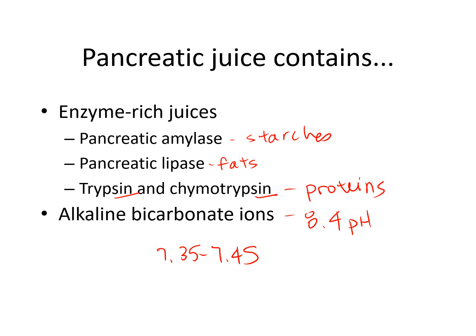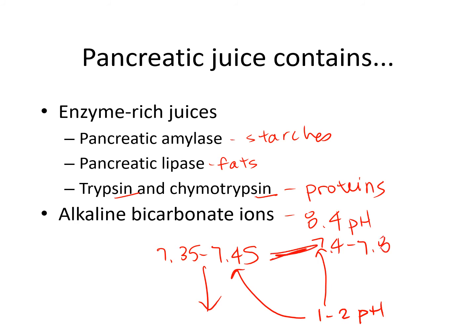Fluids coming in from the stomach have a pH of 1 to 2. That's too acidic to bring into the bloodstream, right? That would rock that pH down, causing acidosis. So what the bicarb ions do is they come from the pancreas into the small intestine, and they bring the pH of the fluids in the small intestine up to somewhere between 7.4 and 7.8. And that's more in line with what we expect to see with the blood pH.